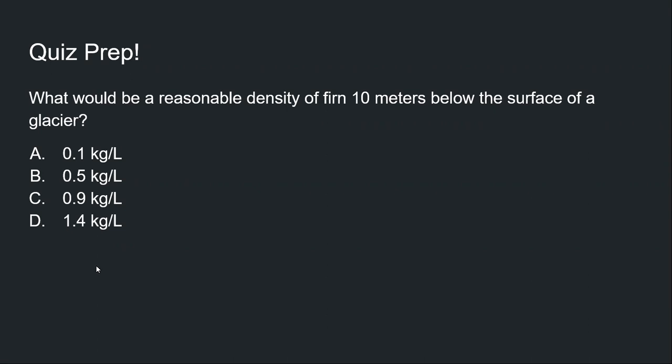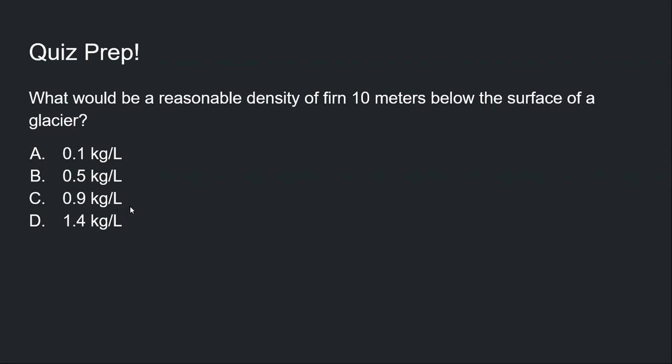I'm going to give you the answer for that one. A reasonable density for firn is 0.5 kilograms per liter. 0.1 would be the density of fresh snow that just fell on the glacier. 0.9 is the density of ice.